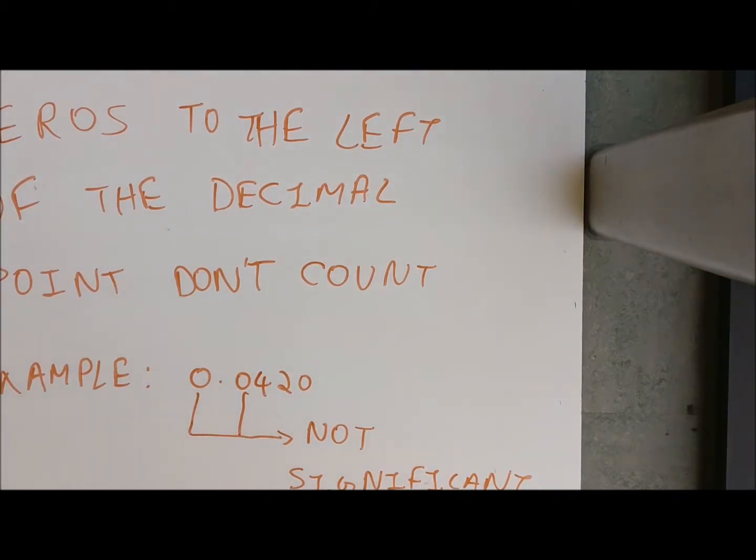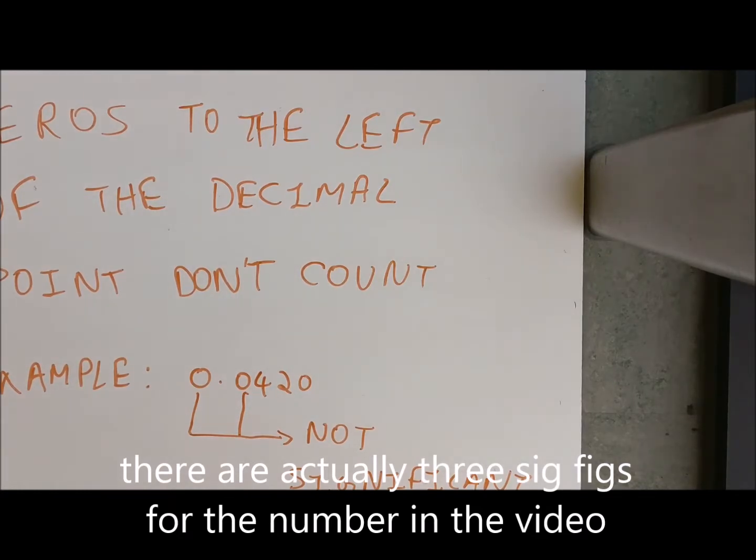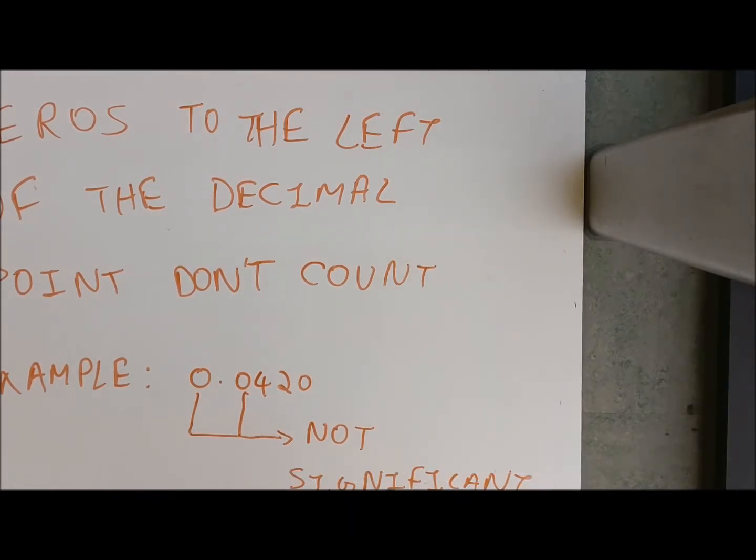So, for example, 0.042. In this case, there's a 0 to the left of the decimal point, which means it doesn't count. Also, a 0 to the right of the decimal doesn't count until there's a non-zero digit. So in 0.042 there are two sig figs because the 4 and the 2 are non-zeros.